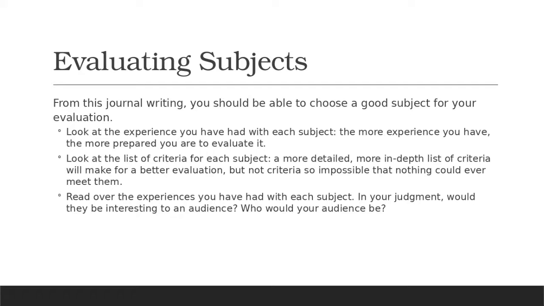Then we have evaluating subjects. From your journal writing, you should be able to choose a good subject for your evaluation, based on the topics you've chosen here. Look at the experience you've had with each subject. The more experience you have, the more prepared you are to evaluate it. Look at the list of criteria for each subject. A more detailed, more in-depth list of criteria will make for a better evaluation, but not criteria so impossible that nothing could ever meet them.